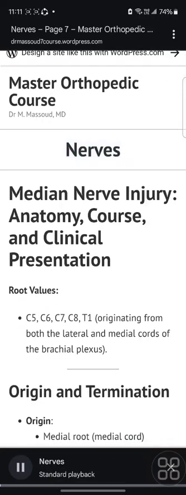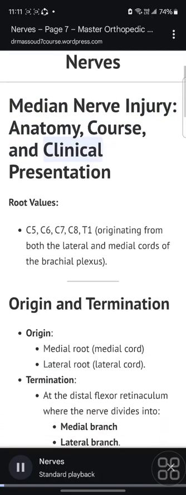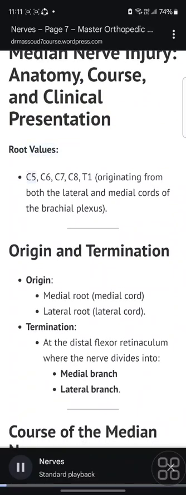Nerves. Published by WordPress.com. Median nerve injury: anatomy, course, and clinical presentation. Root values: C5, C6, C7, C8, T1, originating from both the lateral and medial chords of the brachial plexus.